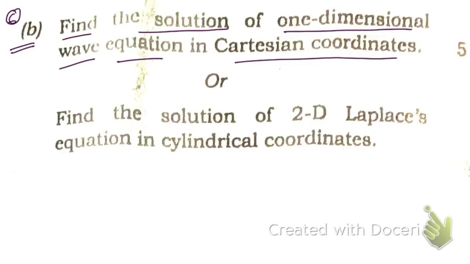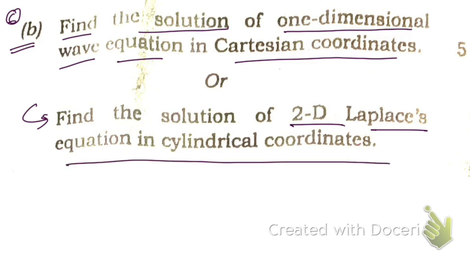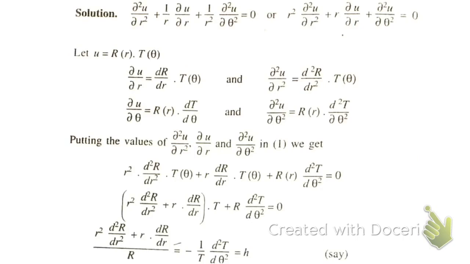Now let us solve this. Find the solution of the 2D Laplace equation in cylindrical coordinates. Now let me go to the solution. This is the Laplace equation. Here I have considered that u is equal to capital R into capital T, where capital R is a function of small r and capital T is a function of theta. Okay, so you can get it.